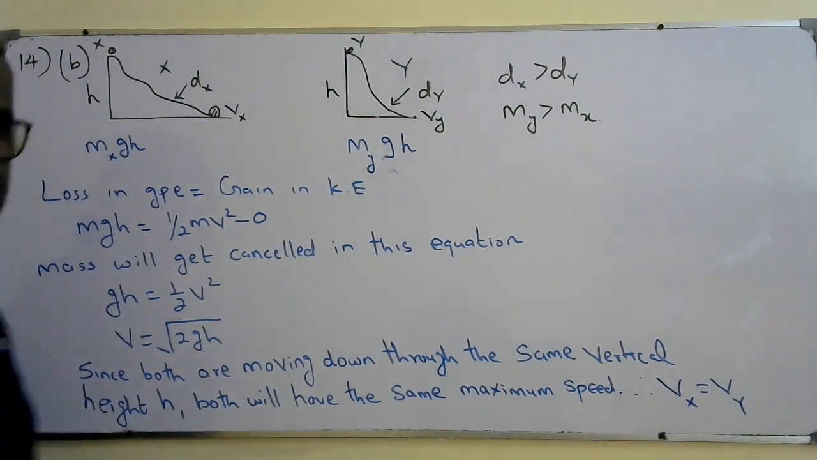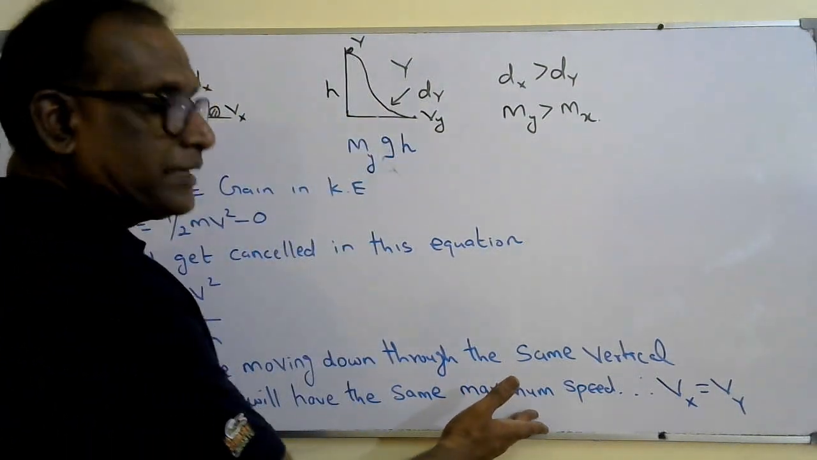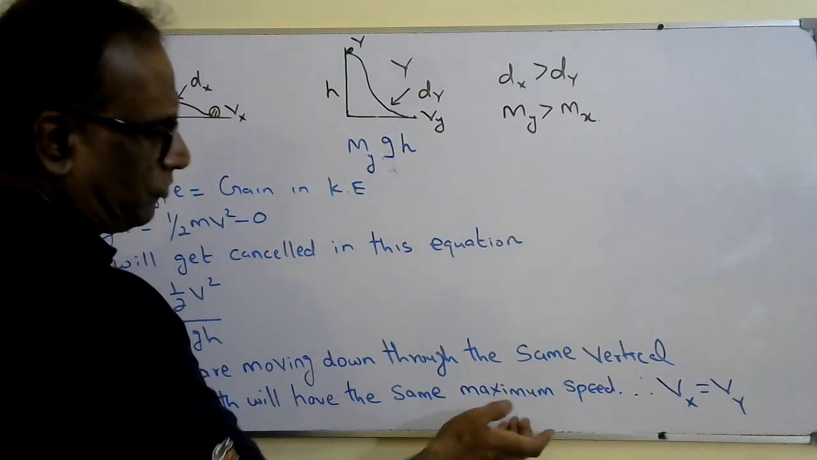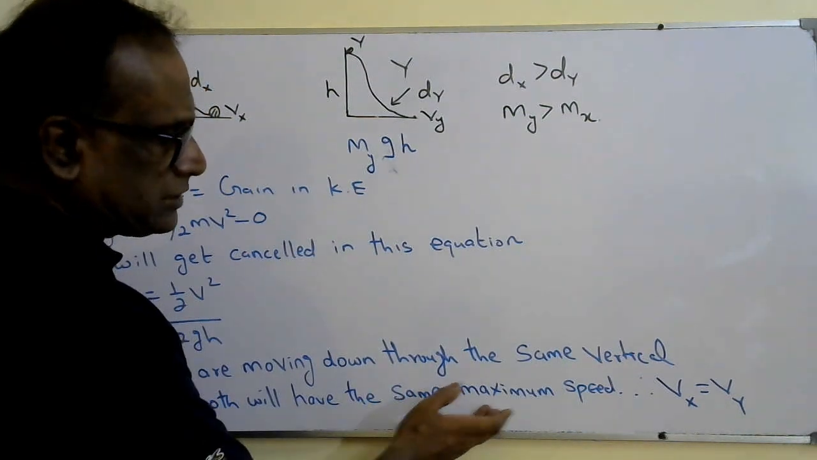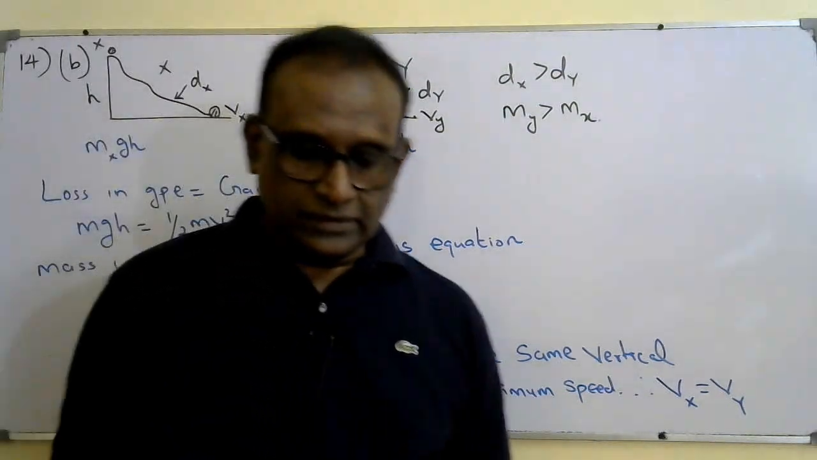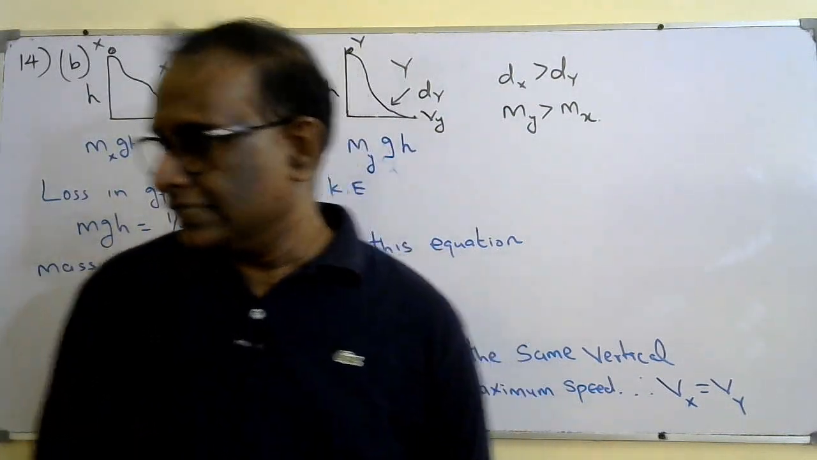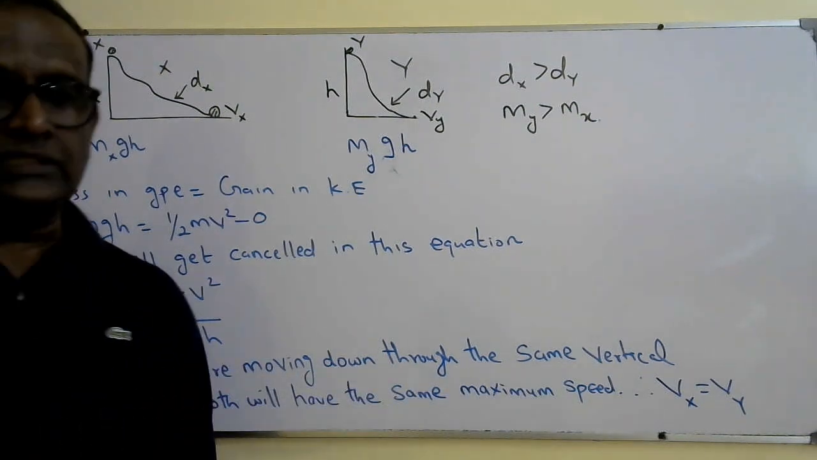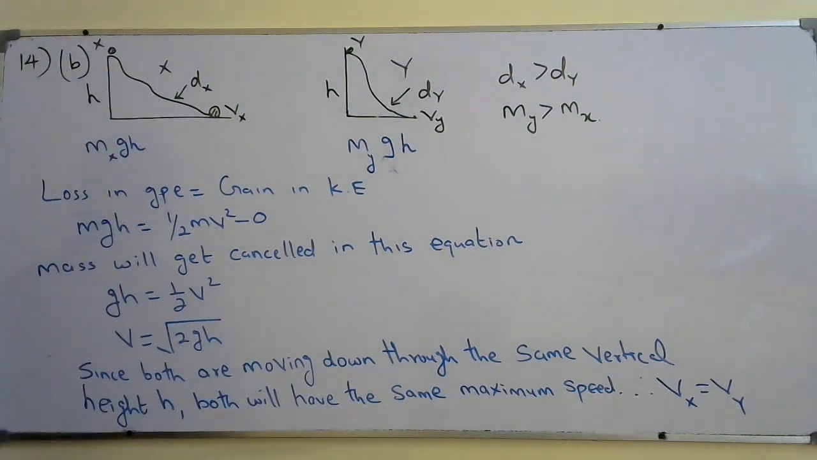Okay, right. This question, just the answer: both will have the same maximum speed. Where will it be the maximum speed? At the bottom. If you want, you can say both will have the same maximum speed at the bottom, Vx equals Vy. It's okay. But this question could be modified like this also. This answer is correct. It's over. But I just want to discuss a little more.